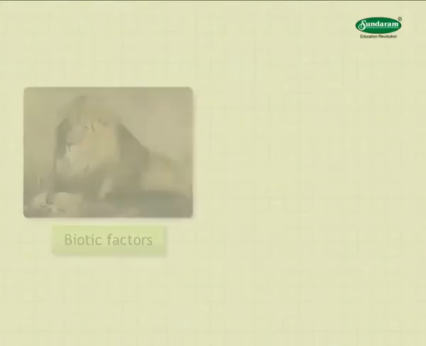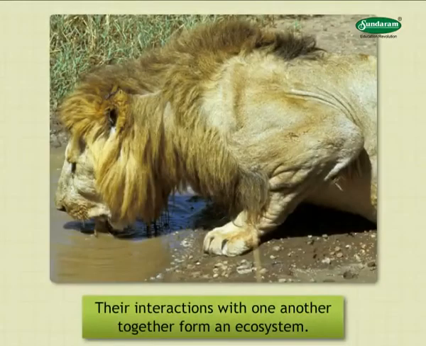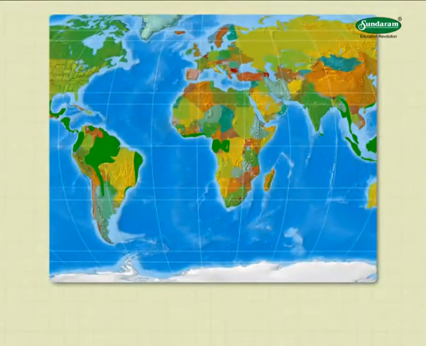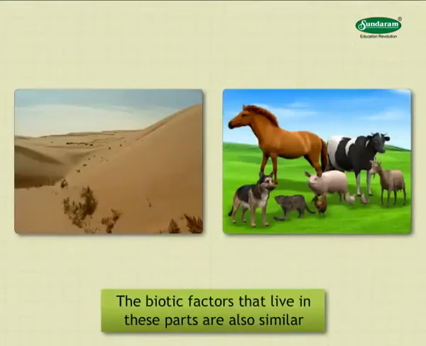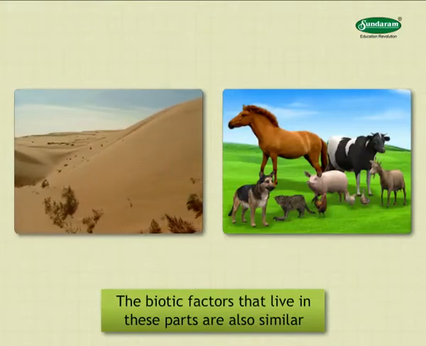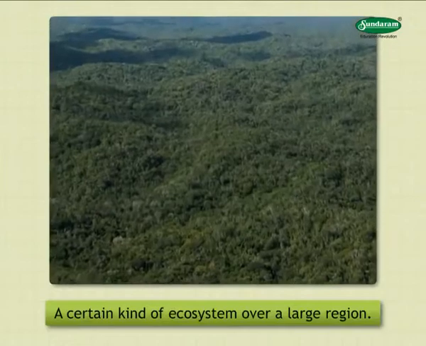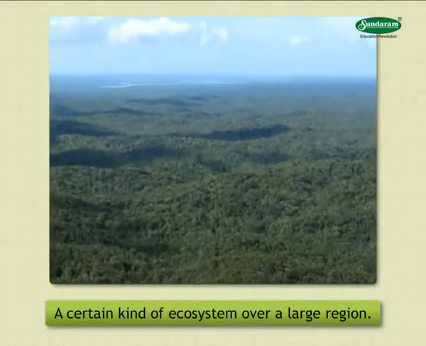Ecosystem. Biotic factors, abiotic factors, and their interactions with one another together form an ecosystem. Some parts of the earth have more or less the same kind of abiotic factors spread over a large area. The biotic factors that live in these parts are also similar. This creates a certain kind of ecosystem over a large region.